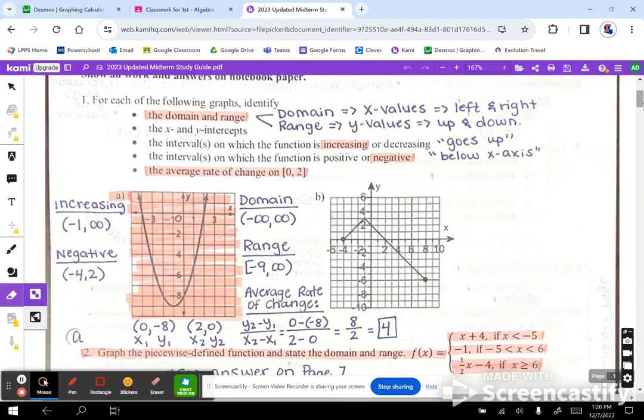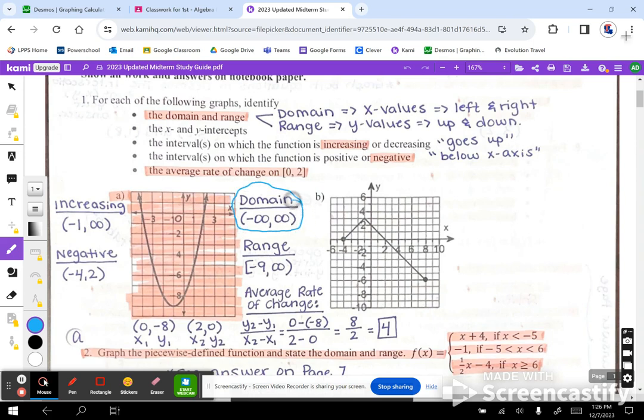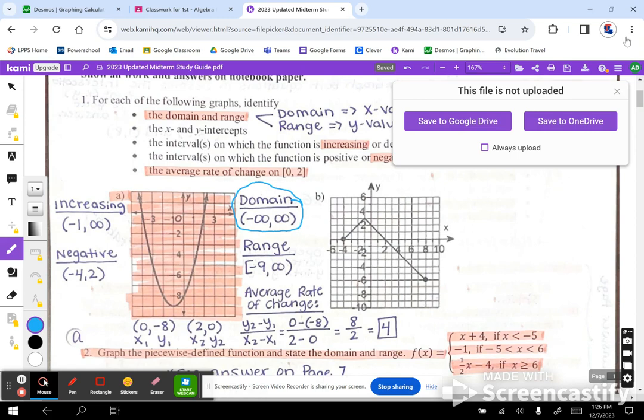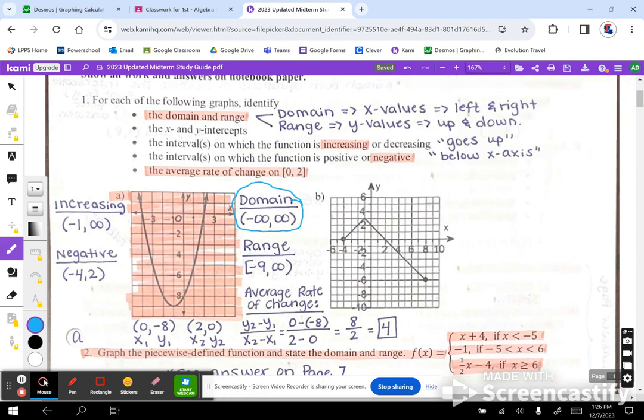Okay, so your domain, if you look there, it is specifically written in interval notation with a parentheses, a negative infinity, and a positive infinity. I'm looking at this right here. That is your answer. Why is the domain negative infinity to positive infinity?